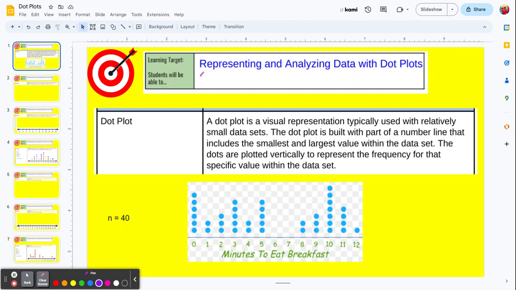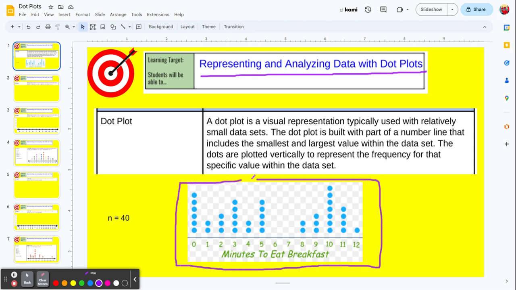This short video is on representing and analyzing data with dot plots. A dot plot is a visual representation typically used with relatively small data sets. This minutes to eat breakfast is an example of a dot plot.